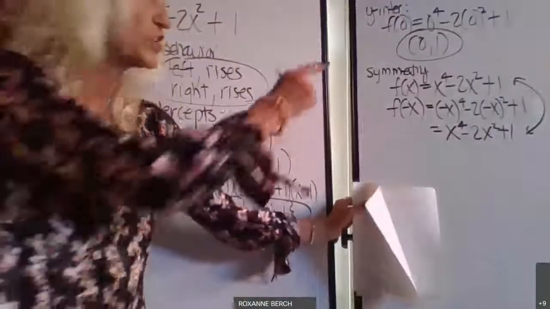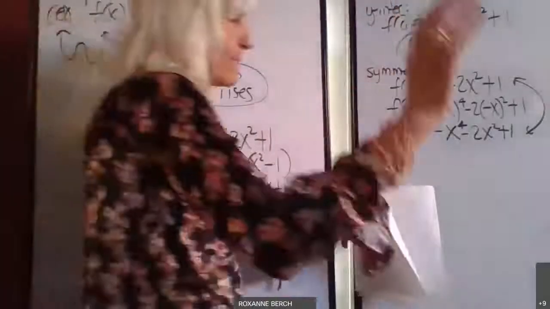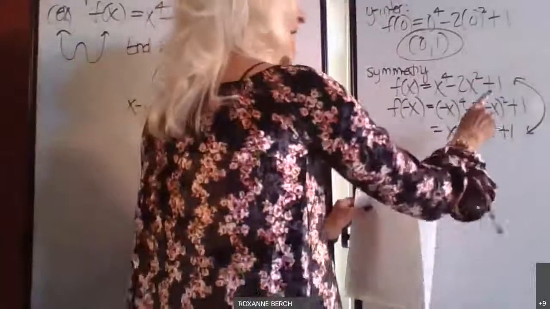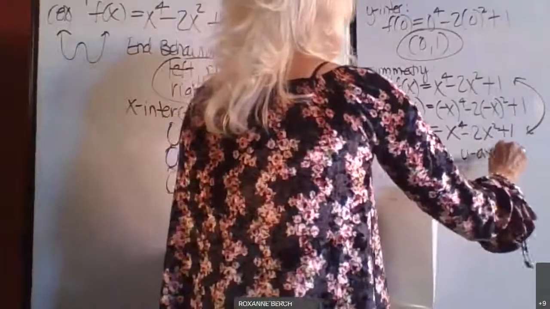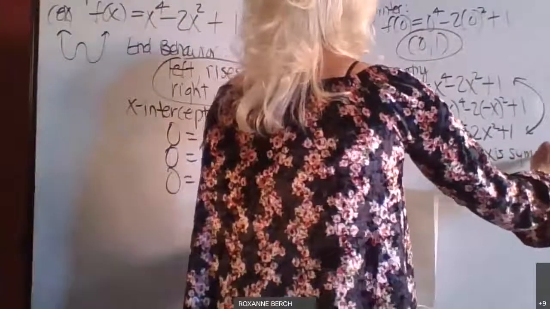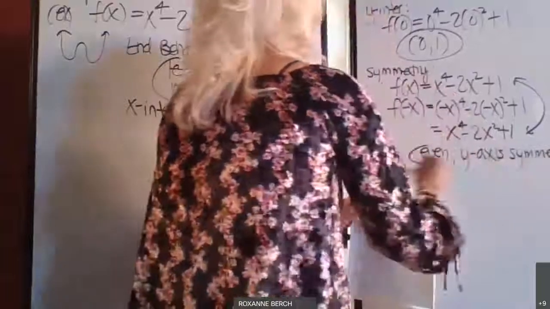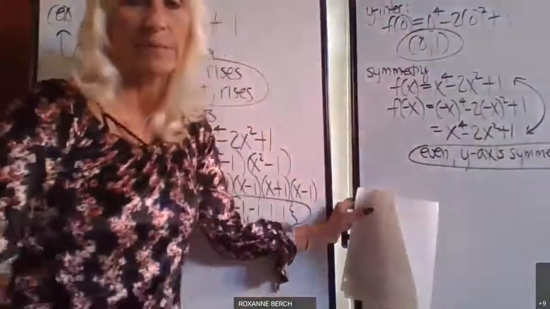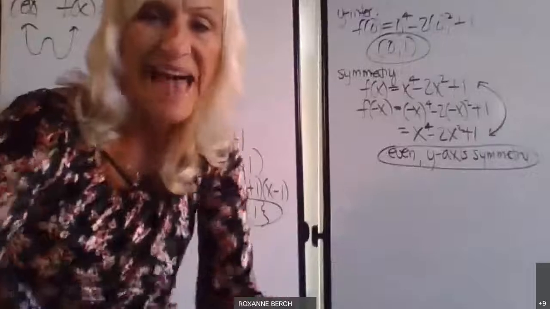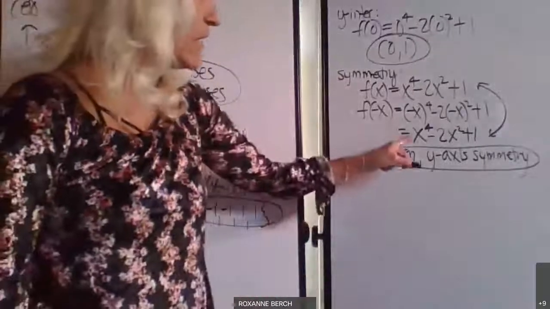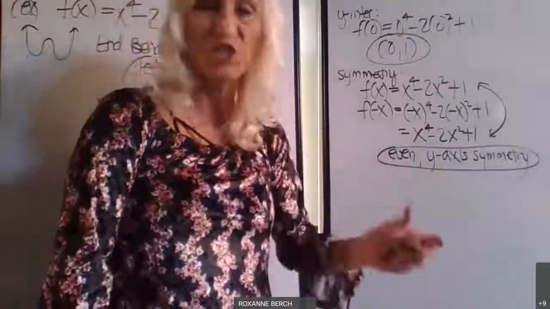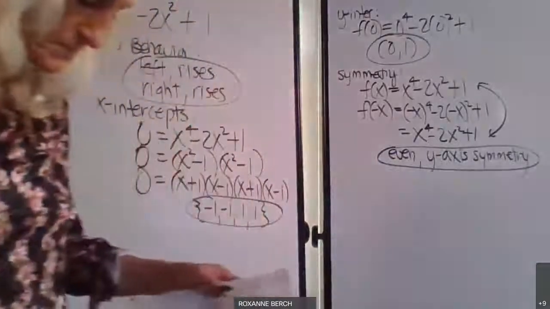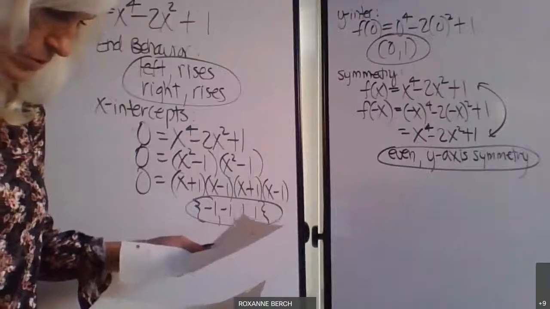And if these are exactly the same, the original and the one with the negative, it means that it's even, and it means that you have y-axis symmetry. Which is going to help with graphing. If they were exactly opposite, if this was a negative, a positive, and a negative, it means it's odd and you have origin symmetry. It's not the most important thing in the world.